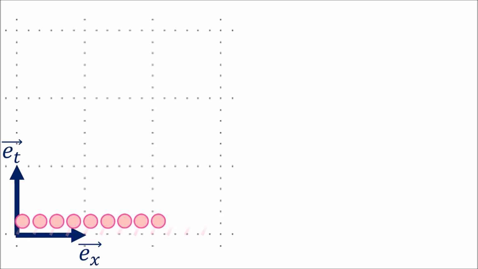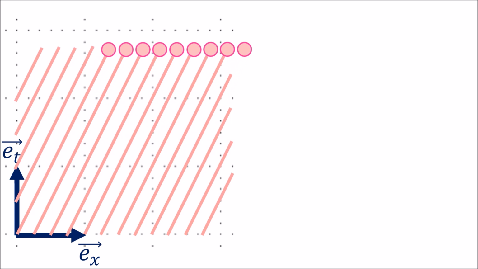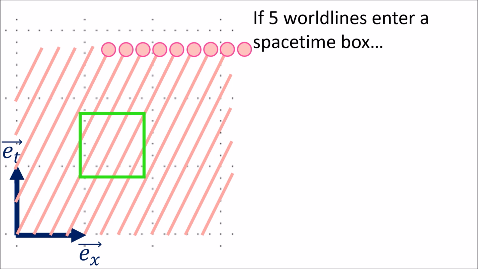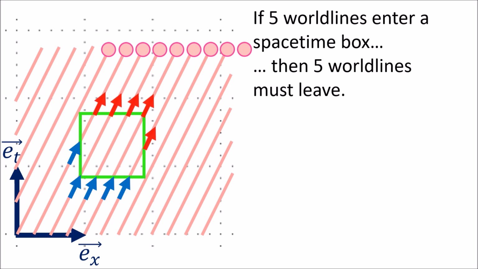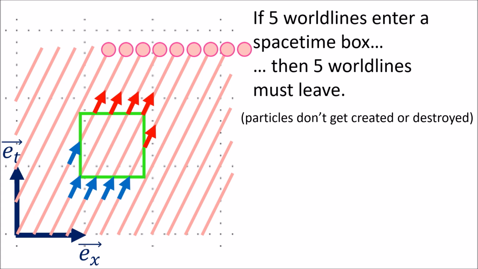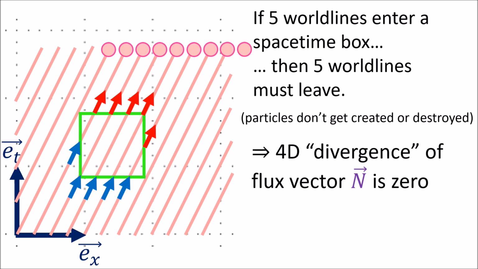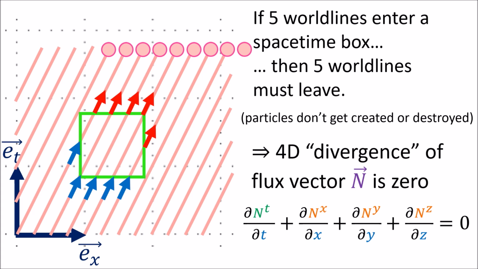Now, let's say that we have a bunch of particle world lines and we draw a box in spacetime. If we have 5 world lines that enter this spacetime box, then we must also have 5 world lines that leave this spacetime box. This is because particles don't get created or destroyed, and world lines can't just spontaneously start or stop. The mathematical version of this statement is that the 4-dimensional divergence of the number-flux 4 vector is 0, given by this formula here.